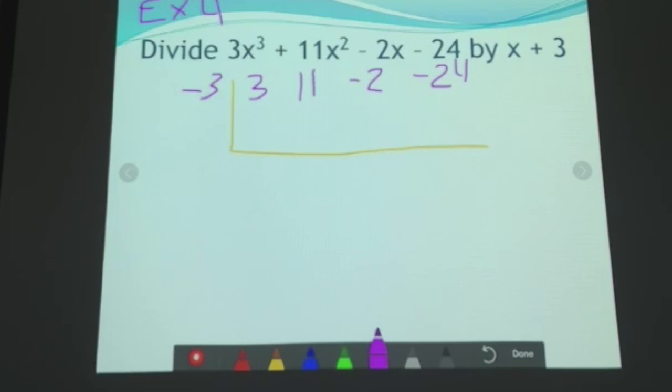Okay, check yourself. Did you put a -3 out in front? That's kind of the key to synthetic division that we talked about. In this form, this is a factor. For synthetic division, you have to use the solution, so we're always going to be using the opposite.